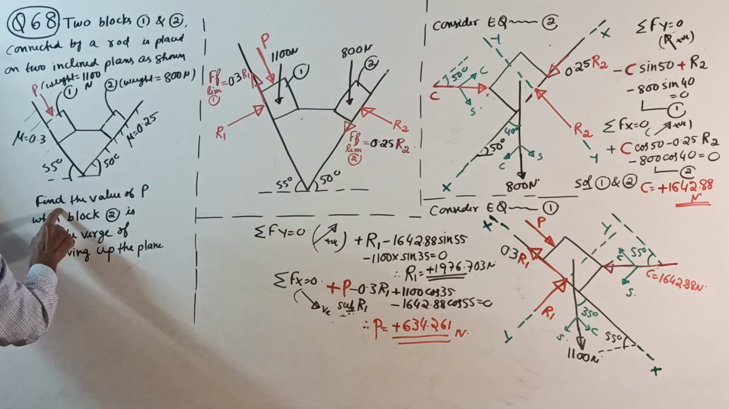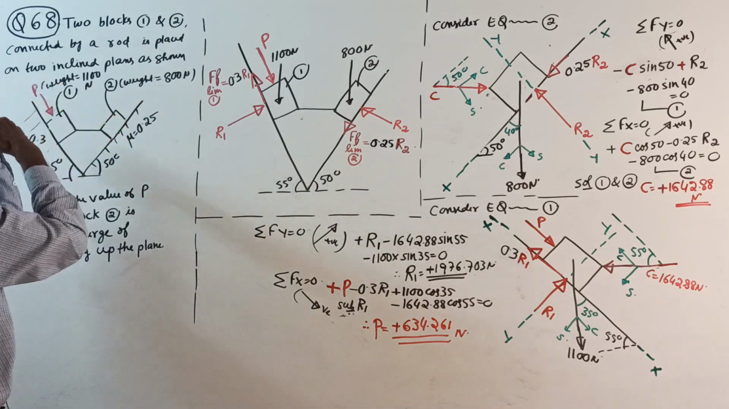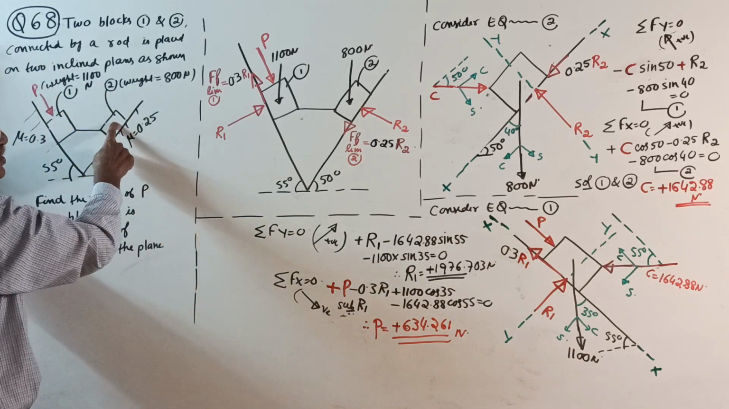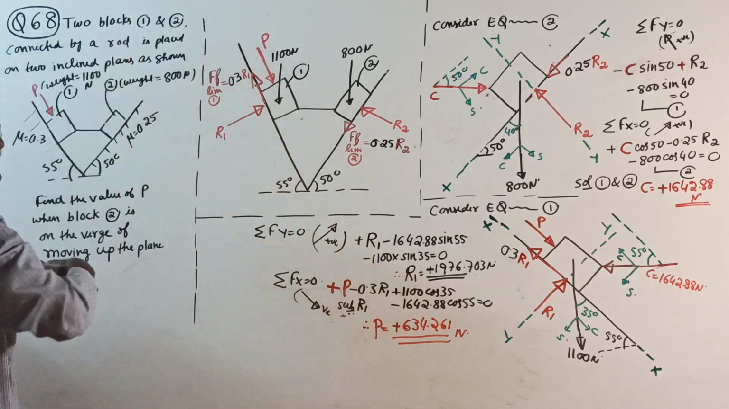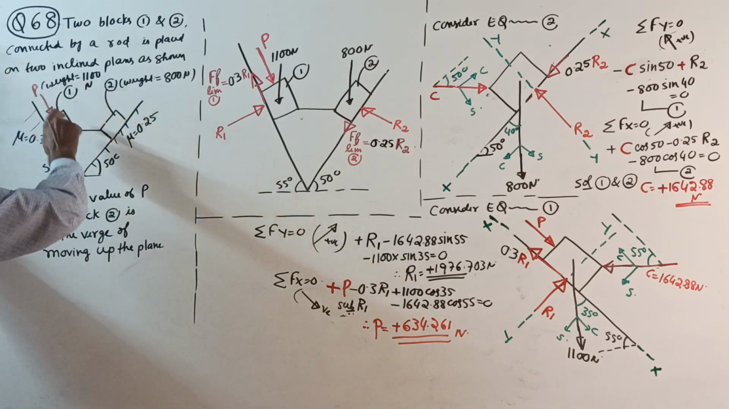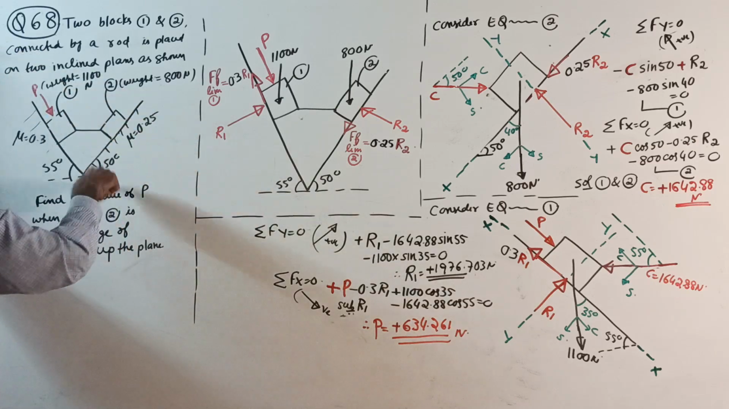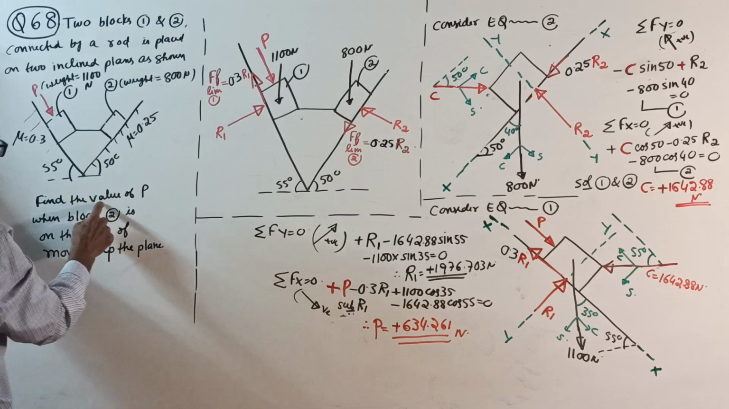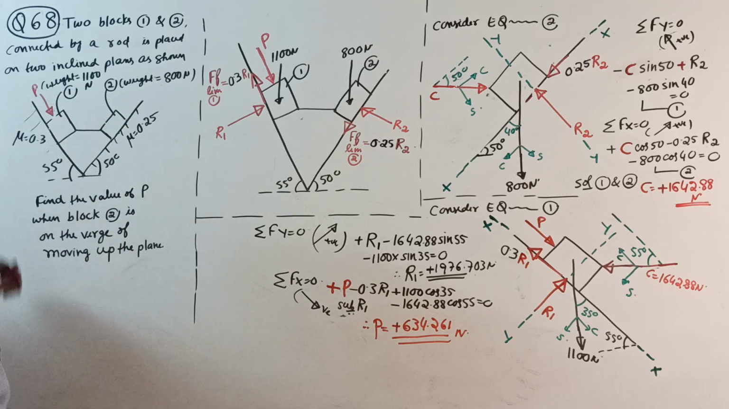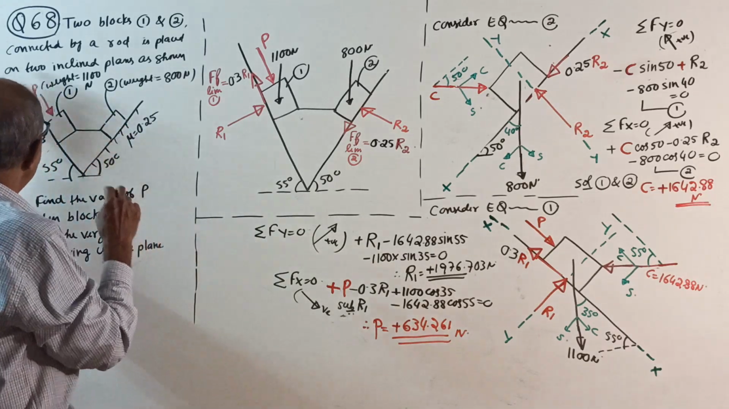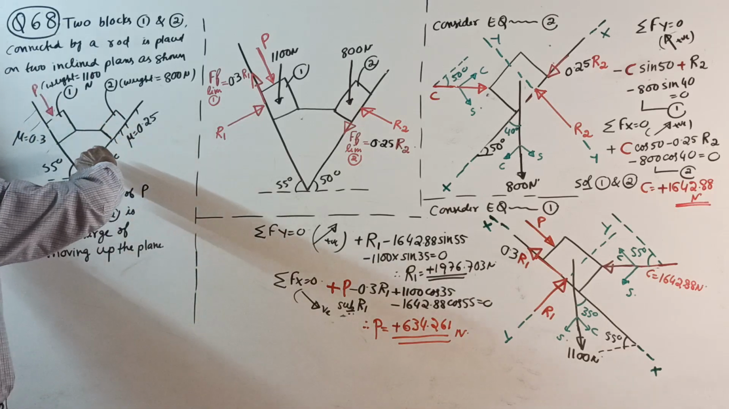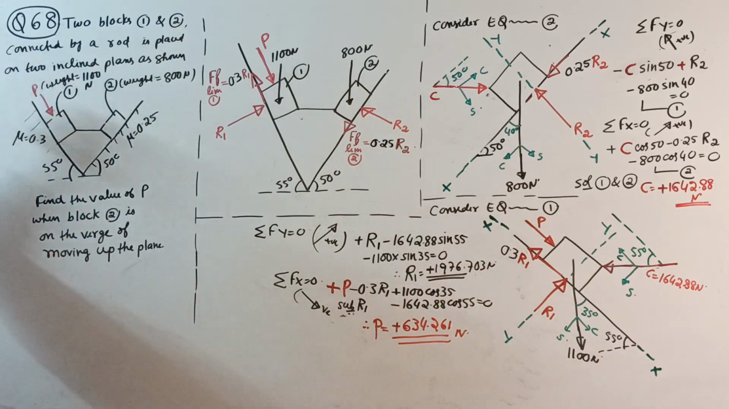So the question is, see, common sense. When this is on the verge of sliding down, that should be on the verge of going up. Both cannot slide down. When you apply a force this way, if the tendency of the force is to slide this one down, that is to go up. So, find the value of P when block 2 is on the verge of moving up the plane. Make a note. They are asking what value of P will make block 2 on the verge of moving up the plane.